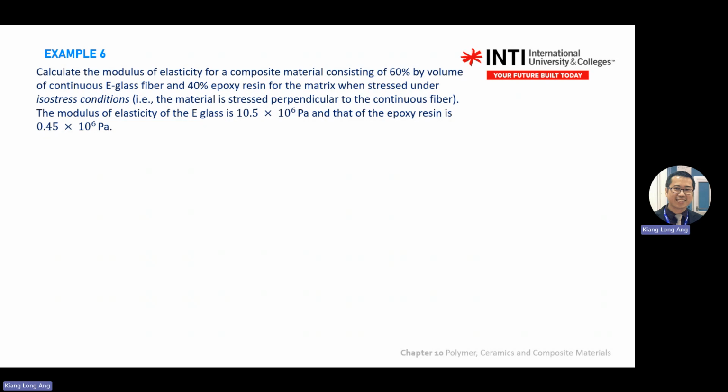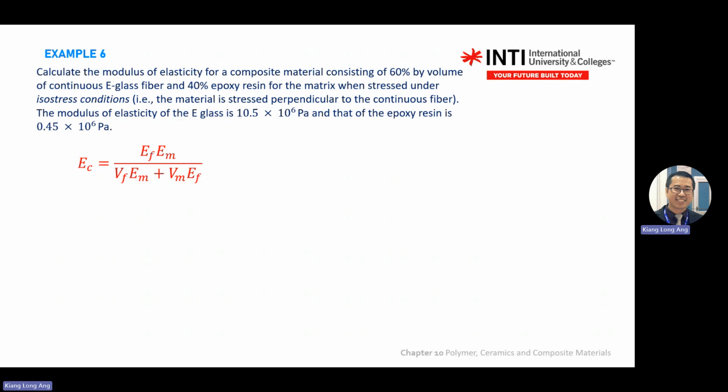Okay. Sometimes you do not mention isostress condition. You mention the material is stressed perpendicular to the continuous fiber, which means isostress. Then you are given the modulus of elasticity for both materials, and you need to find the modulus of elasticity. Same as before, either you remember it or you derive it from this one. It depends on your preference, but at the end you still get the same answer. Some people like this form, some people like that form, but both are the same thing.